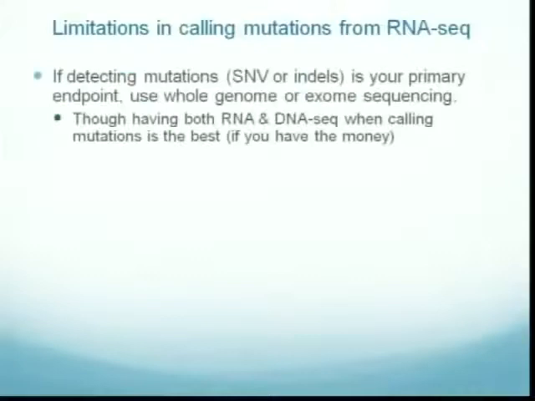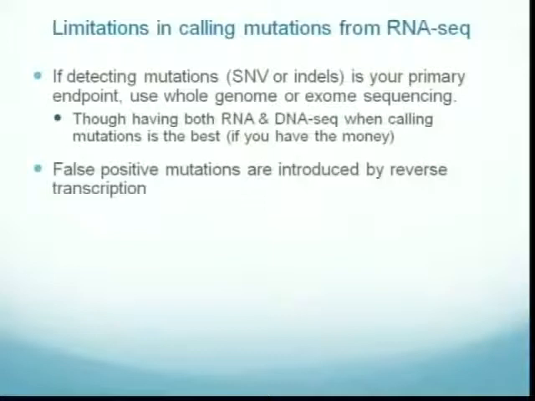One of the questions is the limitations in calling mutations from RNA-seq, so this is the teaching point. If detecting mutations, SNVs or indels, is your primary endpoint of your experiment, use whole genome or exome sequencing. I wouldn't use RNA-seq. If you can do both RNA and DNA-seq when calling mutations, that's going to be the best, if you have the money. One of the big limitations of RNA-seq is that false positive mutations can be introduced through the reverse transcription process. When you extract the RNA and reverse transcribe to cDNA to do your sequencing, the reverse transcriptase is not highly fidelitous, so it can introduce mutations during that process.